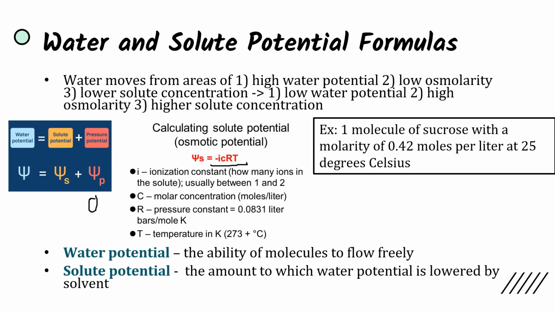So over here on the right, I've got an example. We've got one molecule of sucrose with a molarity of 0.42 moles per liter at 25 degrees Celsius. And we're going to find first our solute potential and then our water potential. So solute potential is going to be negative i, ionization constant. How many ions within the molecule of sucrose? There are none, so our ionization constant is 1. This molecule of sucrose is not going to split up into multiple ions if you place it within water.